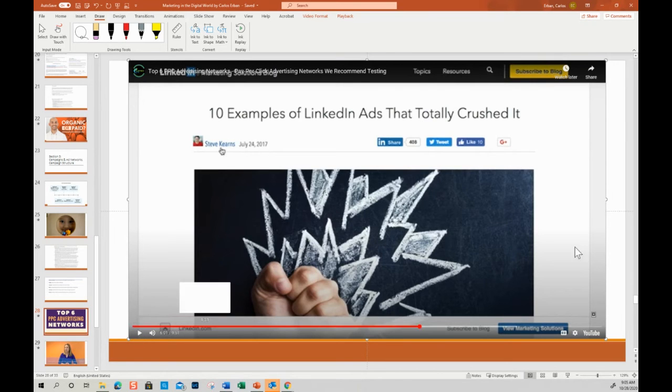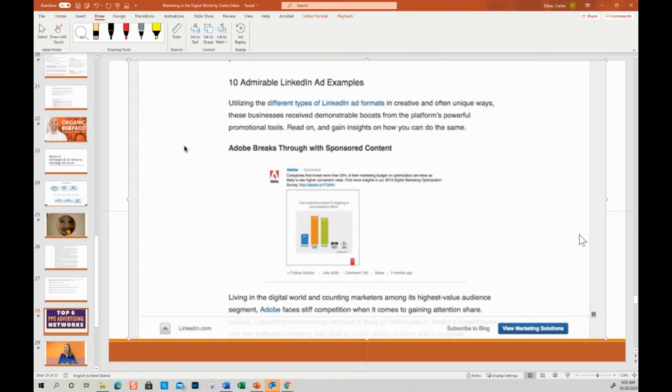A shout out to Steve Kearns, it's a great article here. It says Adobe breaks through with sponsored content. It's kind of hard to see here, but they have a marketing optimization survey. People click it, download it, trying to figure out how to optimize their marketing budget. Adobe has a lot of products for that. So if I'm clicking through, I can see that if I go with Adobe, I might be able to save on my marketing budget this year and drive more. That's a great way to use sponsored content.